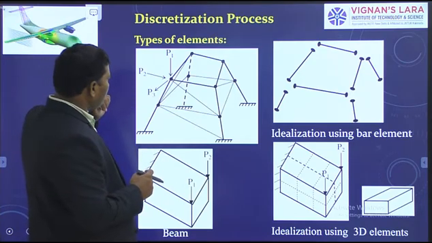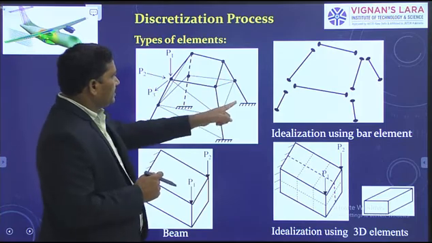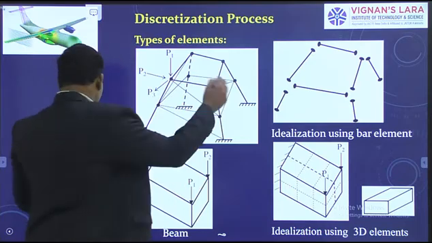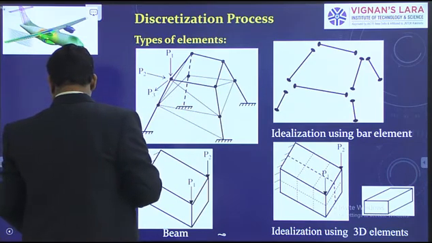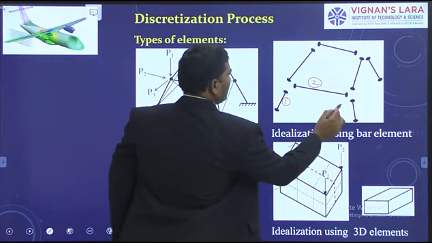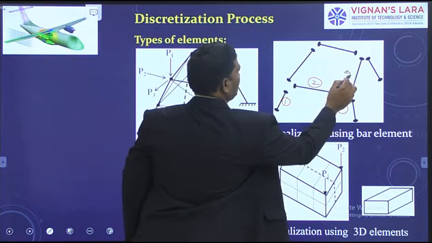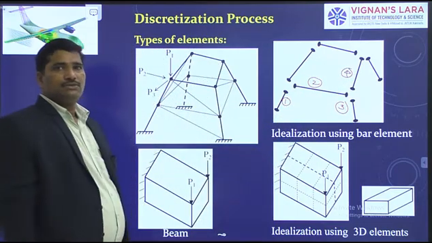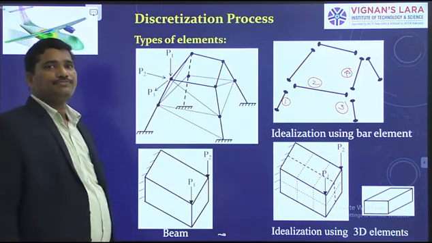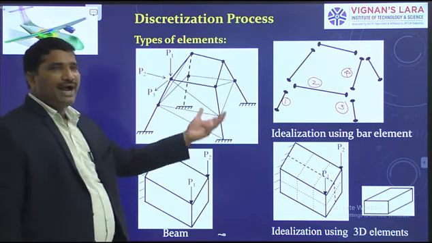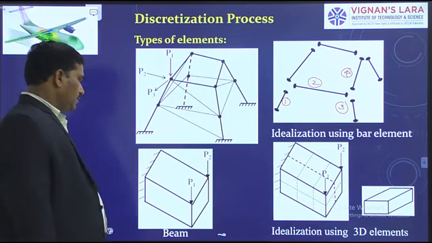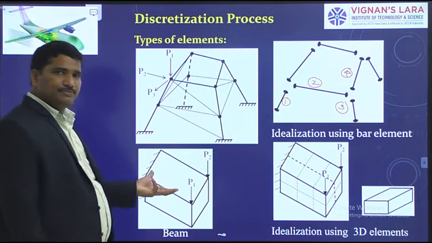Now, from here to here, this is the element, one more element. So if you start counting, this is the first element, second element, third element, fourth element. What type of element is it? A bar element, line element. Hence you can say idealization using bar elements. Bar elements we can use. Next one, beam.